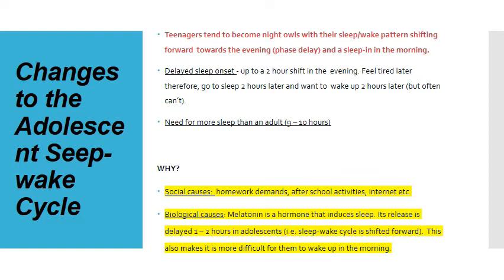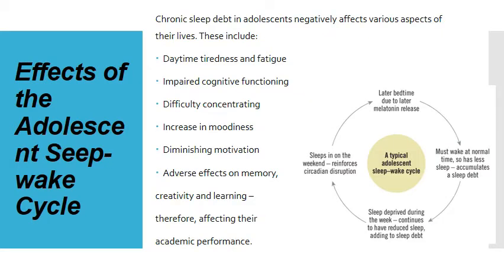So you go to bed later, you want to wake up later but you can't, you have to go to school. And so at school you're really tired, at home you're really tired, and you will never catch up. And so what happens is you are generally really chronically sleep deprived, which is not super good for you, obviously. So a really good graph to look at is this one here. So you go later to bedtime due to later melatonin release. You must wake up at normal times, so you accumulate that sleep debt, which I've talked about before. Now, if you have a higher sleep debt, it means the more sleep deprived you are, and obviously you have more effects.